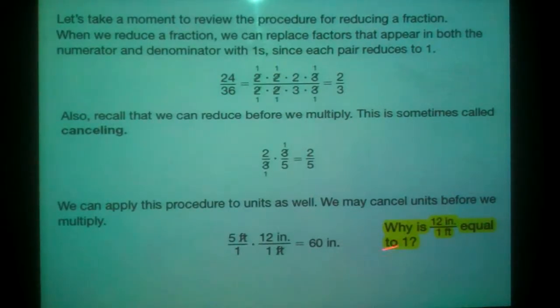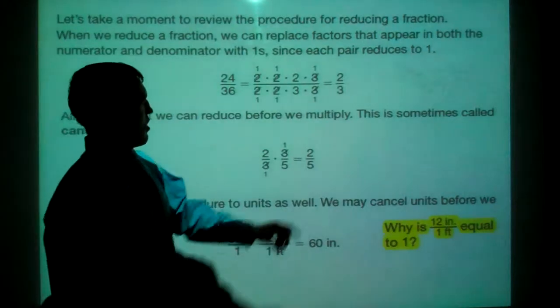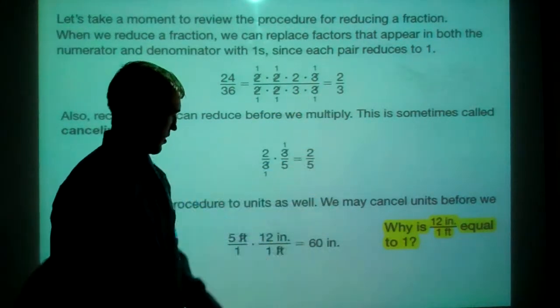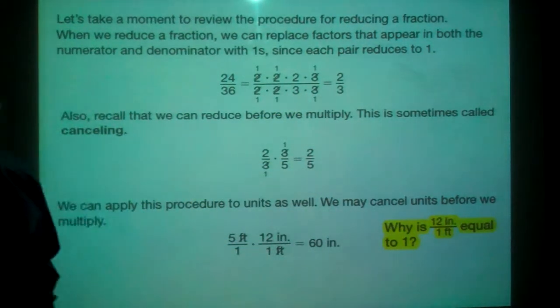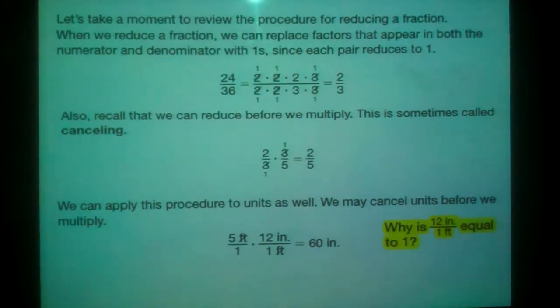And I kind of already answered this question, but why is 12 inches over 1 foot equal to 1? Well, it's the same reason that 3 over 3 is equal to 1, because 12 inches and 1 foot are the same thing. So it's just a conversion. We're not changing anything except for the units. We are getting the same answer.